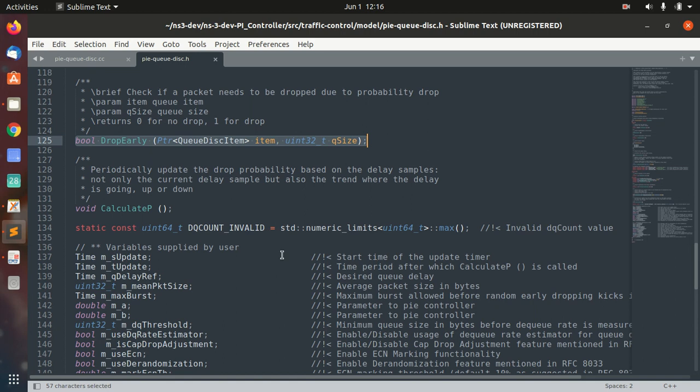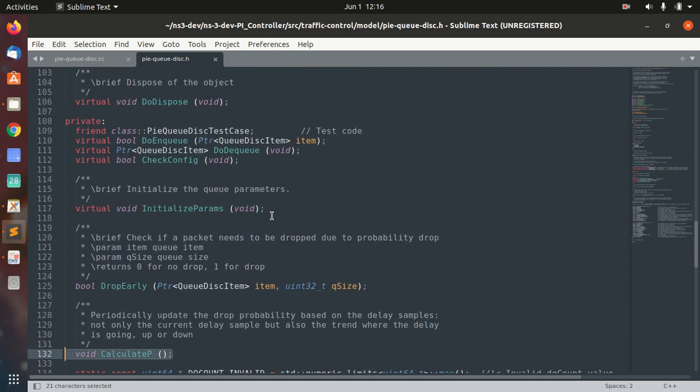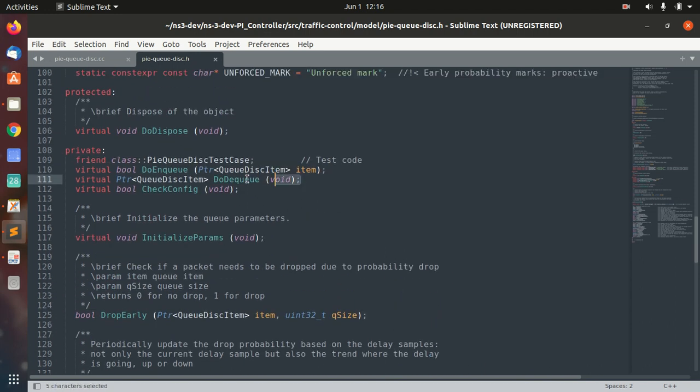packet. There is another function called CalculateP, where it calculates the drop probability periodically over a certain interval, and the DoDequeue function is called when a packet is dequeued. At the same time, it calculates the average dequeue rate, which is useful for calculating the current queue delay.